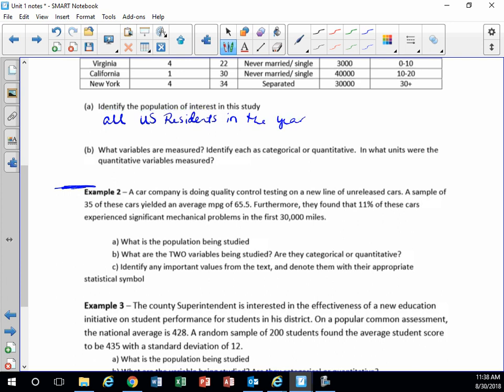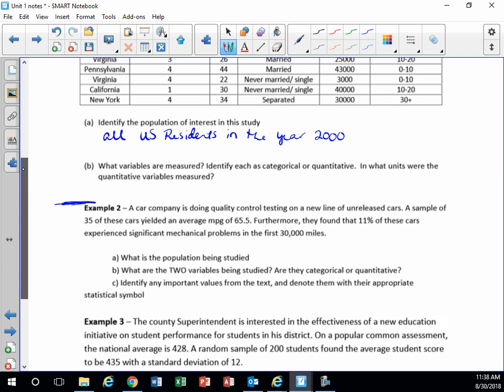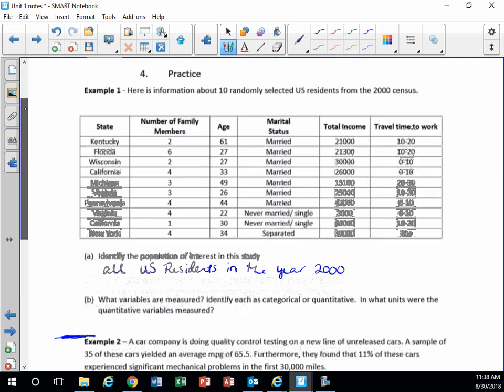You just want to be careful. You don't want to say just U.S. residents. Okay, that's not specific enough. When everyone in the U.S., what are we talking about here? So you're going to use the word all a lot when you're talking about population of interest. Okay? So we're good with that one? All right, so let's go through. I'm going to write them up above because I don't have room to squeeze everything in there.